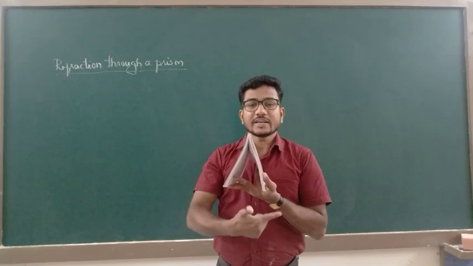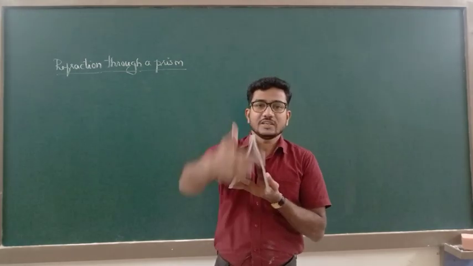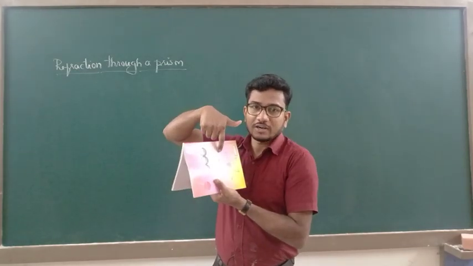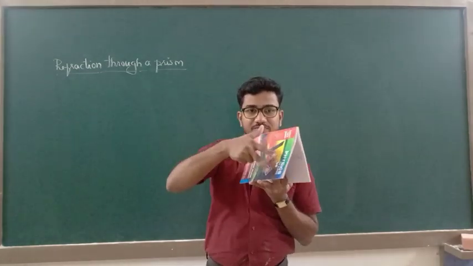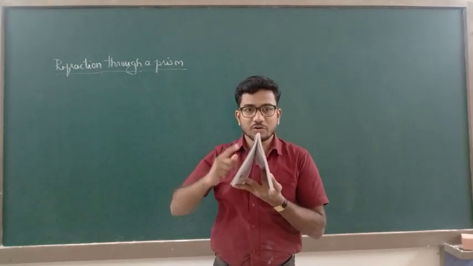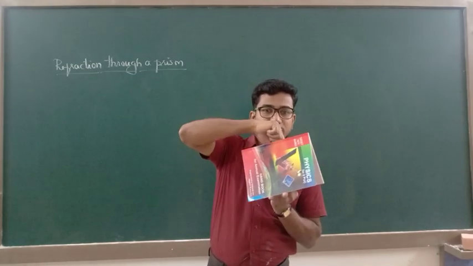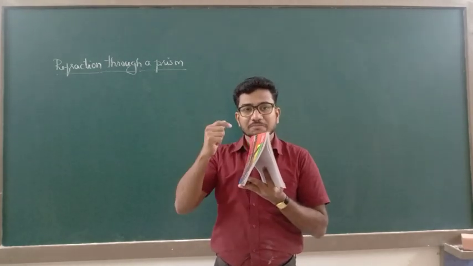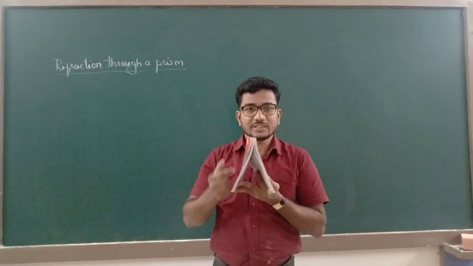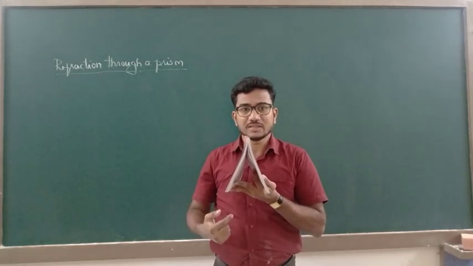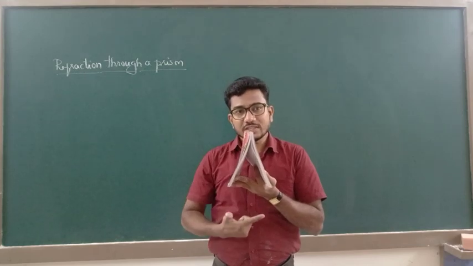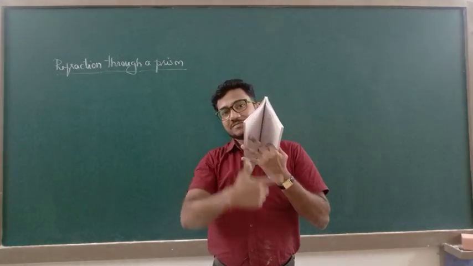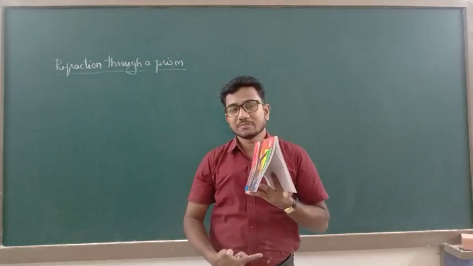Among these 3 rectangular faces, these 2 faces are well polished. These 2 faces are known as refracting faces of the prism. And the unpolished rectangular surface is known as base of the prism. So this is known as base of the prism.